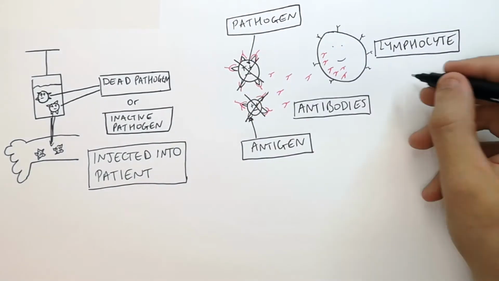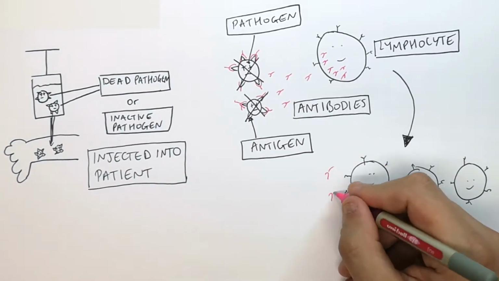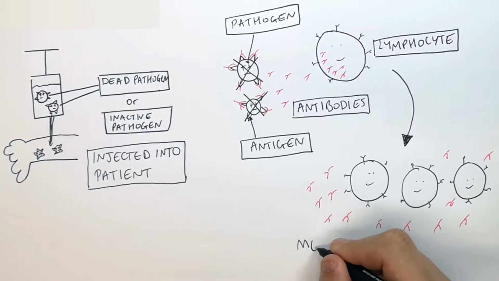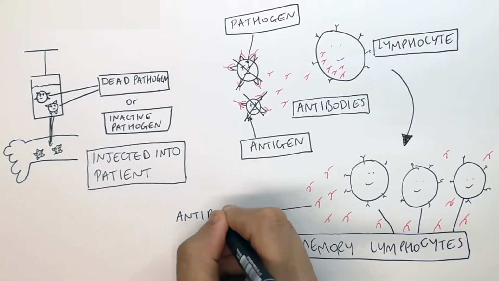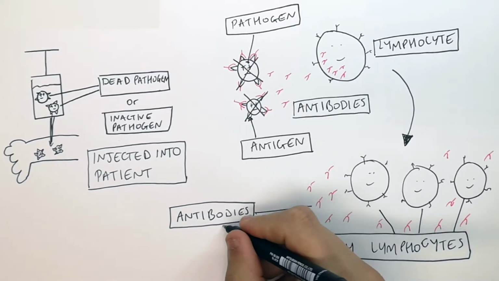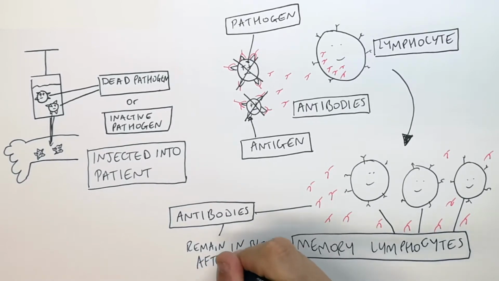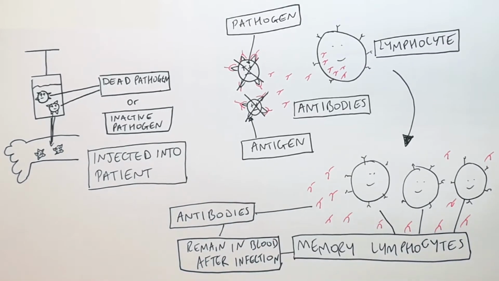The really important key word here is to say that the lymphocytes then turn into memory lymphocytes. They produce antibodies for that specific antigen. And these antibodies and the memory lymphocytes, okay, so both of them remain in the blood after the infection.